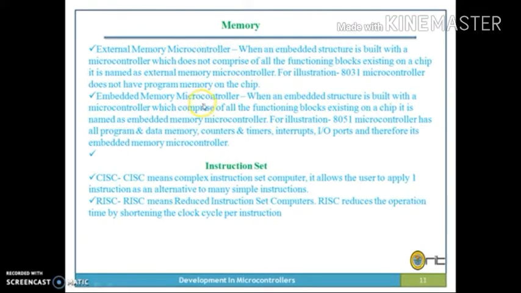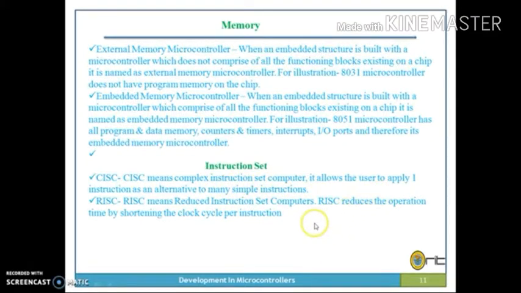As per the memory, we have two microcontrollers, that is external memory microcontroller and embedded memory microcontroller. The basic difference between external memory and embedded memory microcontroller is that in the external memory microcontroller, we require external memory for the microcontroller. And the typical example of external memory microcontroller is the Intel 8031 microcontroller, which does not have program memory on the chip. And the embedded memory microcontroller itself contains the RAM, ROM, and on-chip memory. And the example is the 8051 microcontroller, which stores all the programs in data memory.